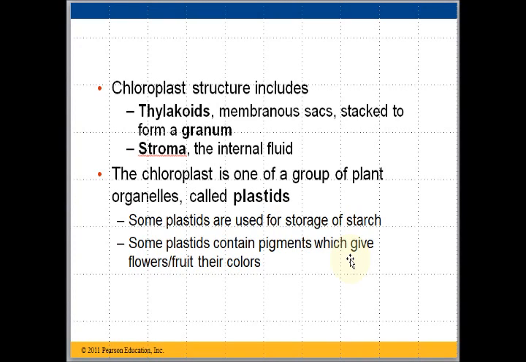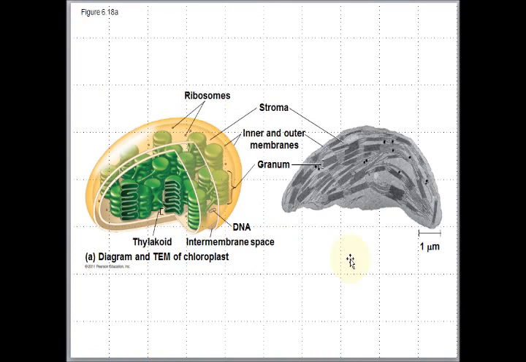And one of these is the chloroplast. Probably the most important one, of course, because the chloroplast is the one that allows the plant to capture the sun's energy and create its own food source. Here's a great model showing the chloroplast. So this entire structure would be the chloroplast.